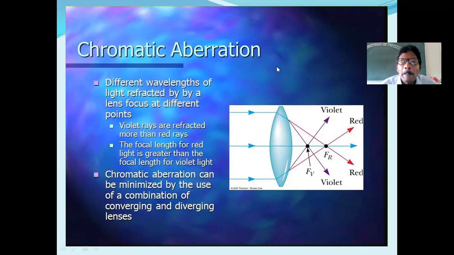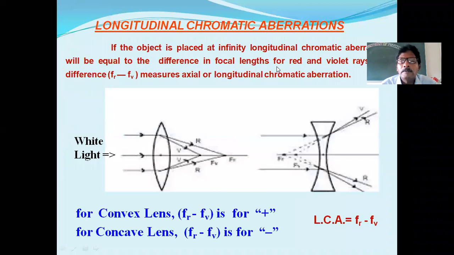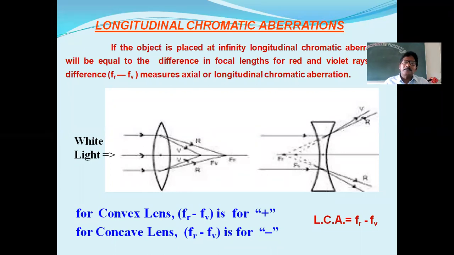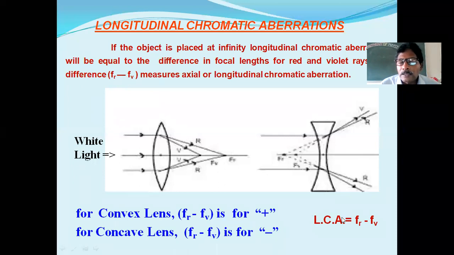Whereas, we can take another example. Of course, this also shows the object at infinity, but this gives the chromatic aberration, that is linear chromatic aberration, for a convex lens as well as for a concave lens also. All about these, we came to know in yesterday's class. So longitudinal chromatic aberration is the difference between FR and FV when the object is at infinity.